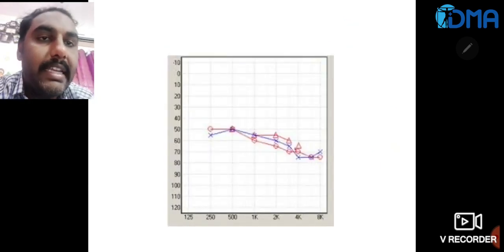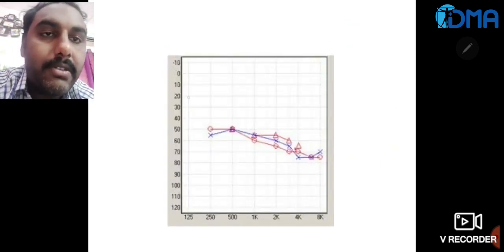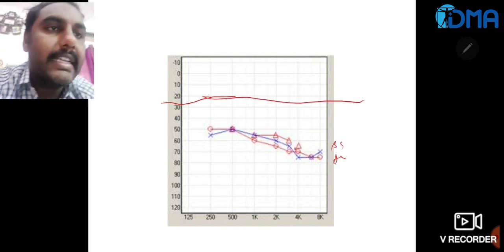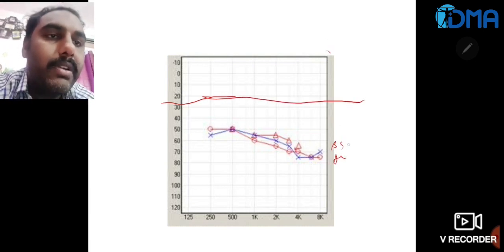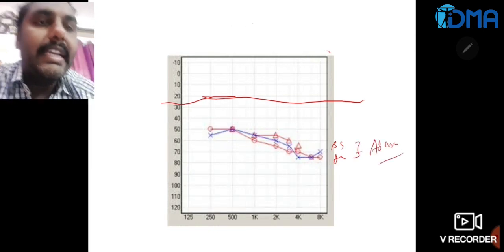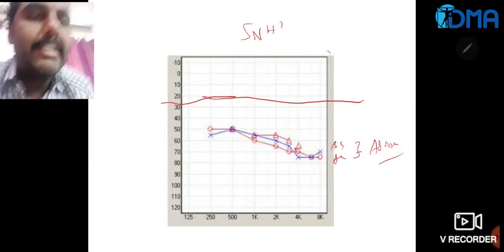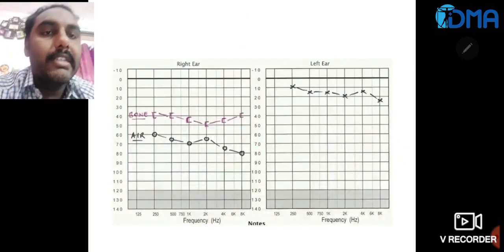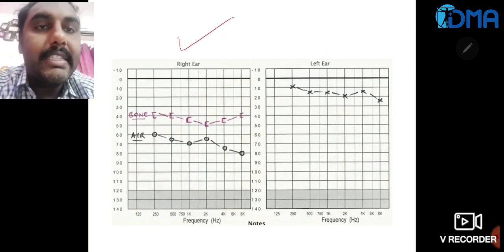Okay. And here, what is the type of hearing loss now? This is the normal range. This is the bone conduction, this is the air conduction. Okay. Here both bone conduction and air conduction are in the abnormal range. That indicates this is a sensorineural pattern of hearing loss. Right, clear?